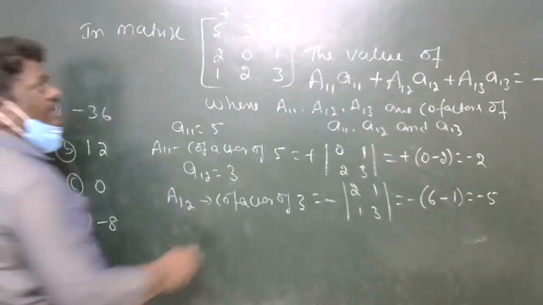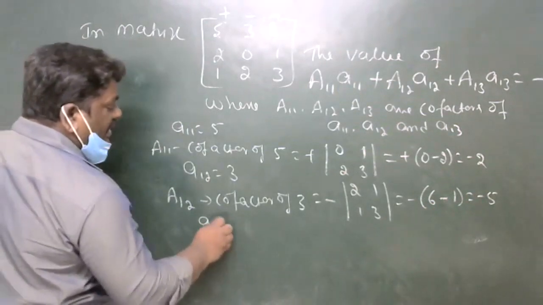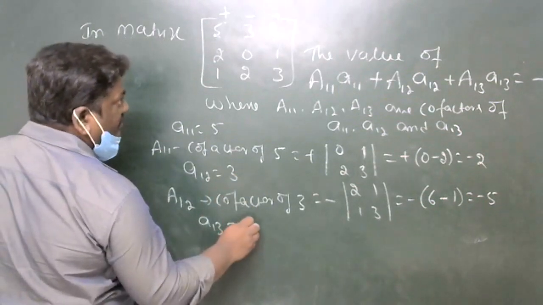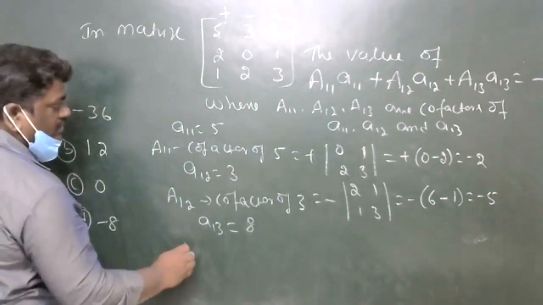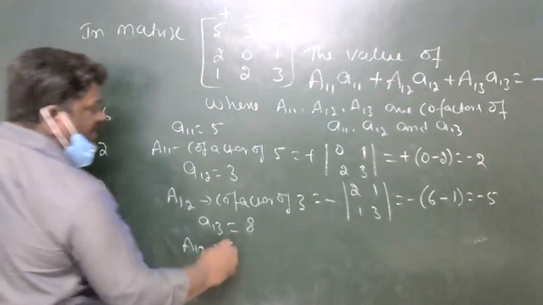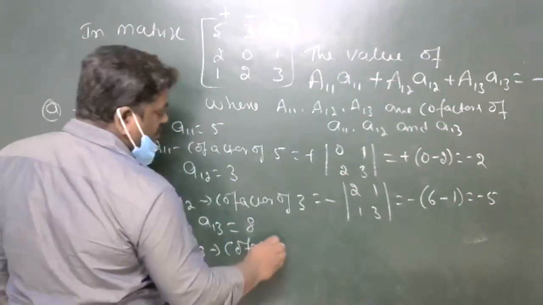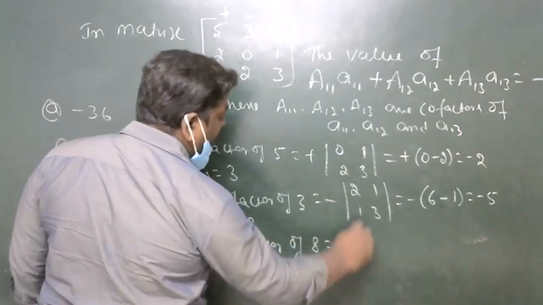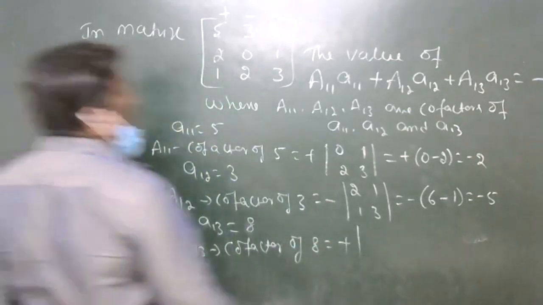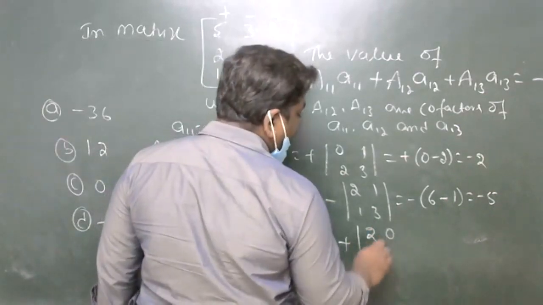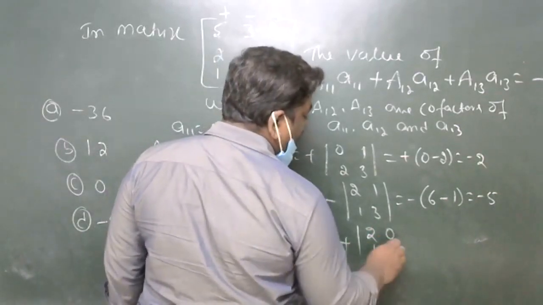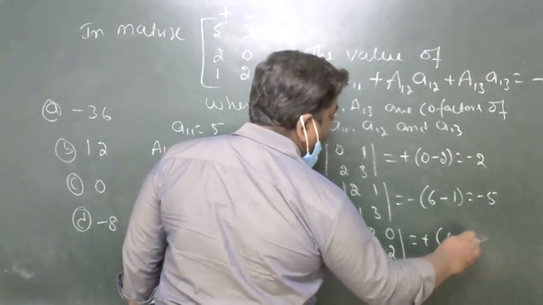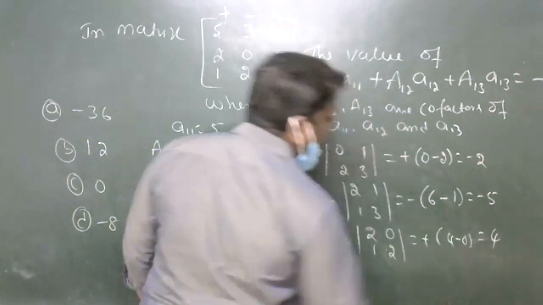Next one, element a13 is equal to 8. So A13 means the cofactor of 8. That means you should multiply plus of 2, 0, 1, 2. You are going to get plus of 2 twos are 4 minus 0. You are going to get plus 4.